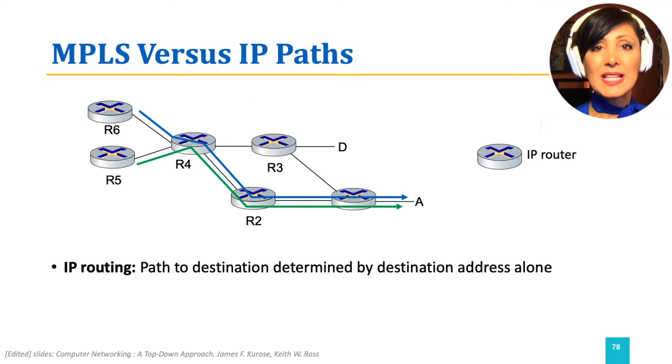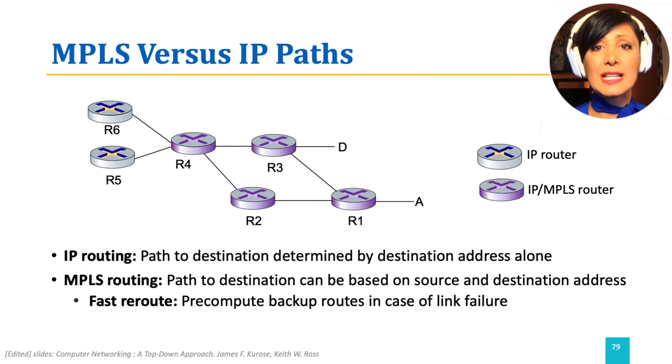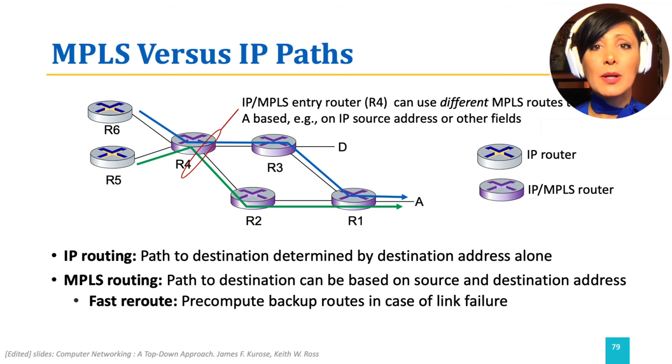In destination-based IP routing, path to destination is determined by destination address only. However, using MPLS routing, path to the destination can be based on source and destination addresses. In that sense, it enables different flows of traffic to follow different paths and enables traffic engineering. For example, in the figure, IP MPLS entry router R4 can use different MPLS routes to A based on, for example, IP source address or other fields.